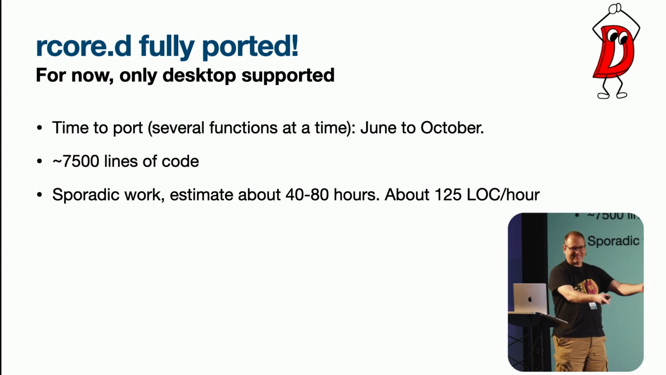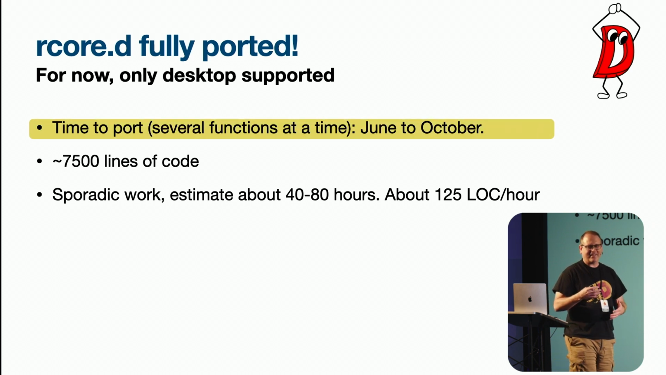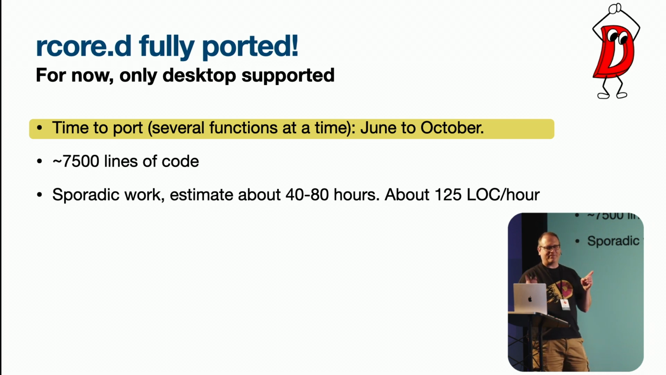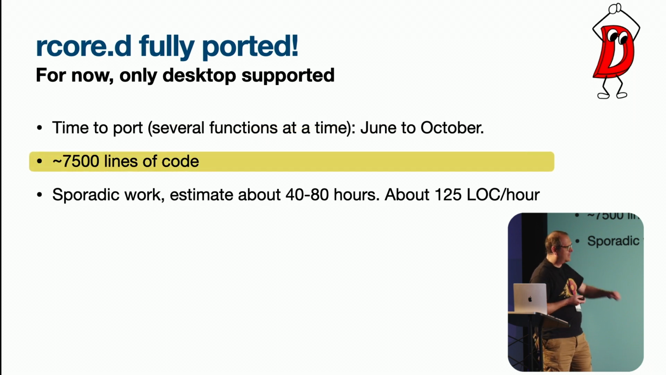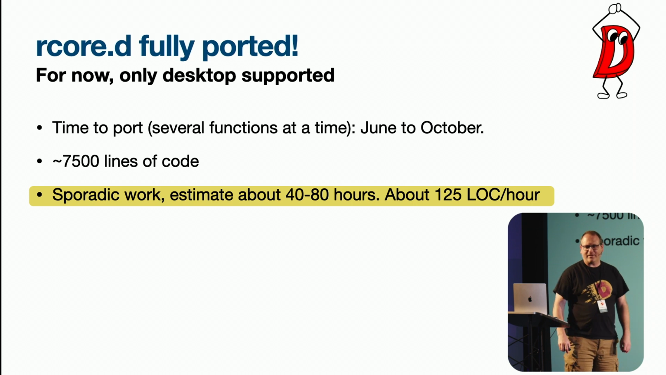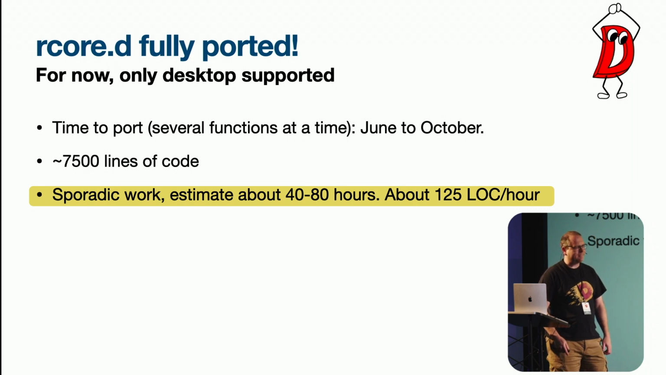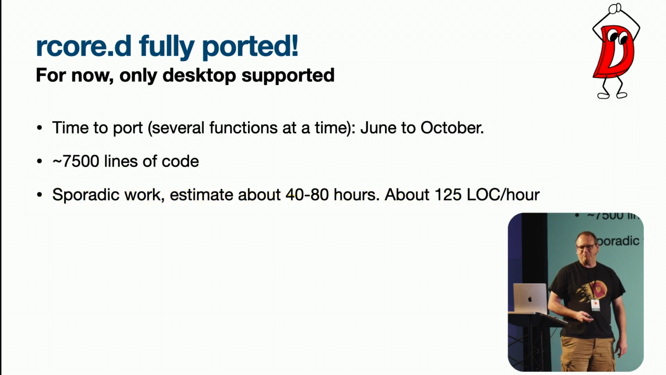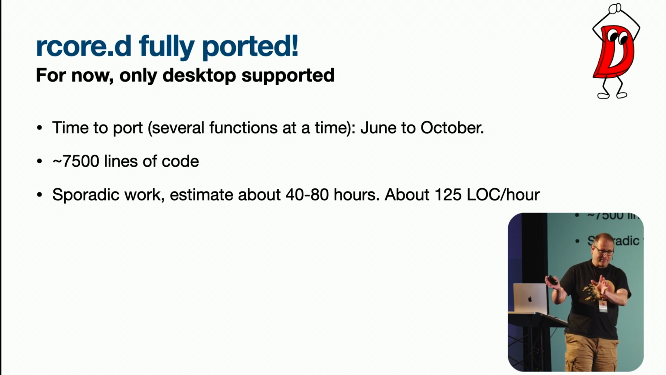Okay, finally, our core.d fully ported. In my side time, like at beer confs and other things, several functions at a time, it took me from June to October, about 7,500 lines of code. My estimate is about 40 to 80 hours, so like 125 lines of code an hour. Okay, that's not too bad, and it was working. Everything else is still C, remember, it's just our core.